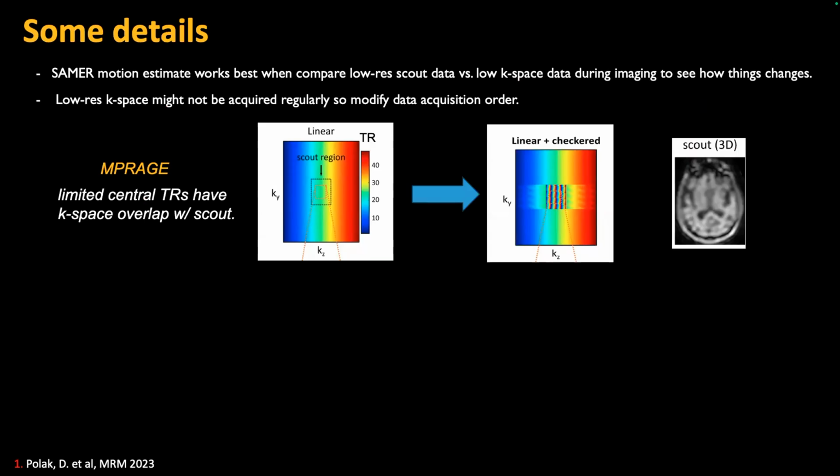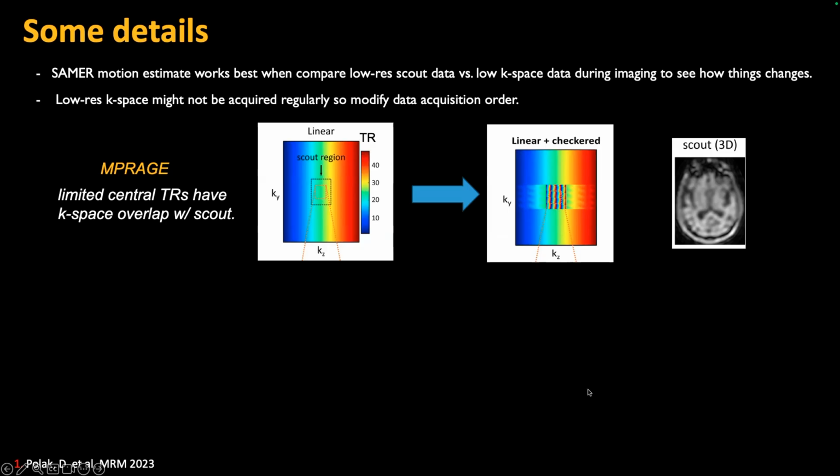The motion estimation works best when you're comparing the low k-space data that you acquire during your scout with the low k-space multi-channel data that you're acquiring during your acquisition sequence. You're just looking at how things change to estimate the motion. However, the low-res k-space data during the acquisition might not be acquired regularly, so you can't estimate motion that well throughout the sequence. So you have to do a little bit of tweaking to the sequence.